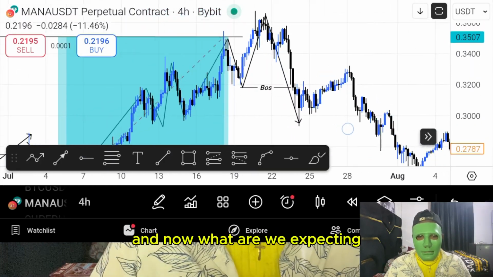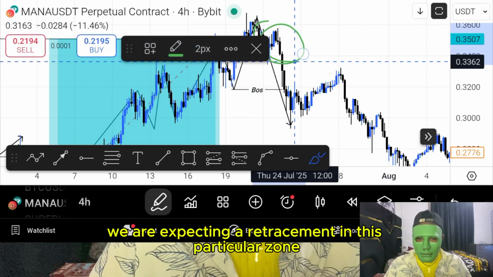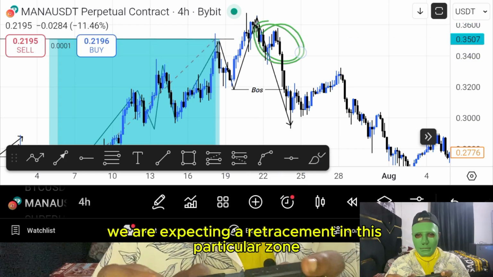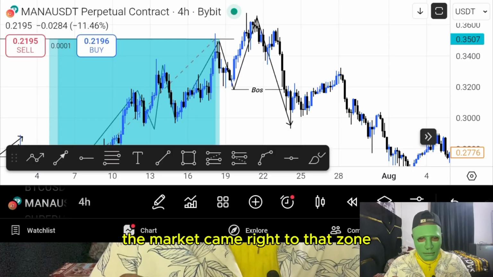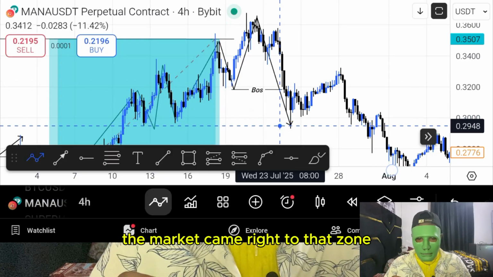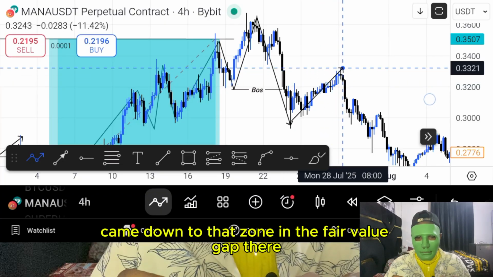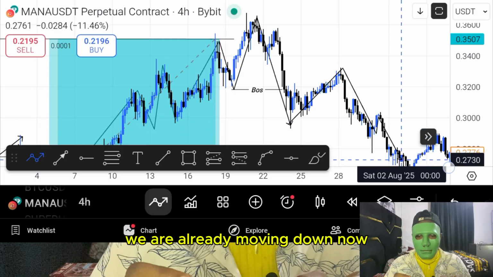And now, what are we expecting? We are expecting a retracement in this particular zone. And what did the market do? The market came right to that zone, even though it didn't pick it so well, came down to that zone in the fair value gap there and peaked, and then the market changed structure. We are already moving down now.